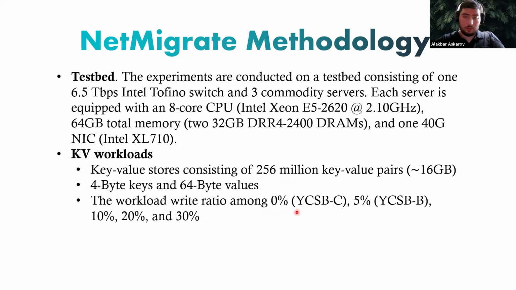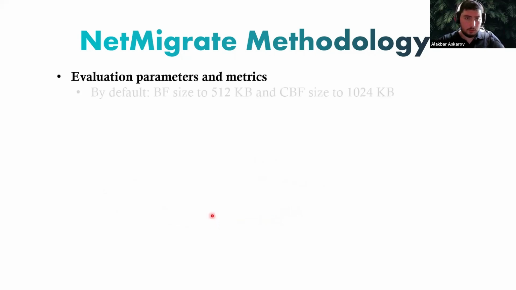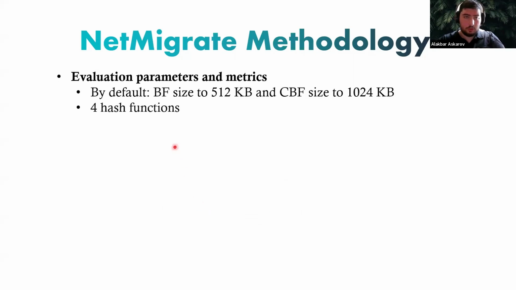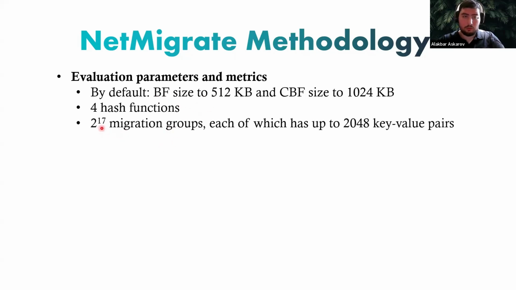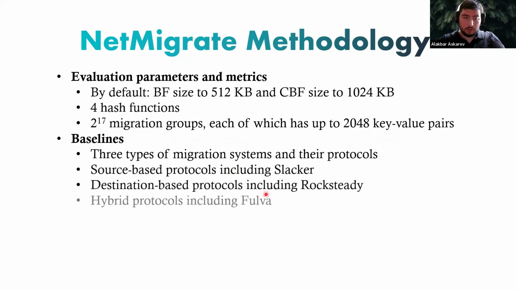The write ratio was from 0 to 30%, and they limited the CPU usage from 100 to 40% to simulate overload of the system. So the evaluation parameters are the size of the Bloom filters, the number of hash functions, 2 to the power 17 migration groups, and 2048 key-value pairs in each group. There are three types of migration: source-based, destination-based, and hybrid.